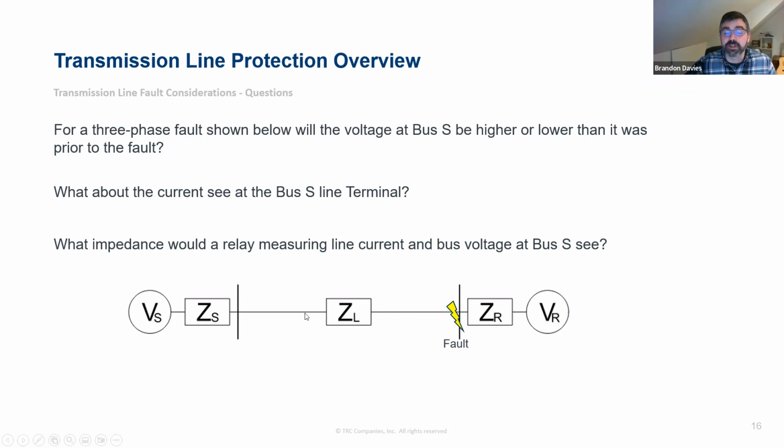So basically, the relay is going to see this ZL quantity because you're looking at the current through ZL, and you're looking at the voltage across ZL. So the relay is going to see that line impedance. So that would be the measured impedance. So it's another operate quantity we'll talk about that we would use as a relay engineer to protect that line and detect that fault.